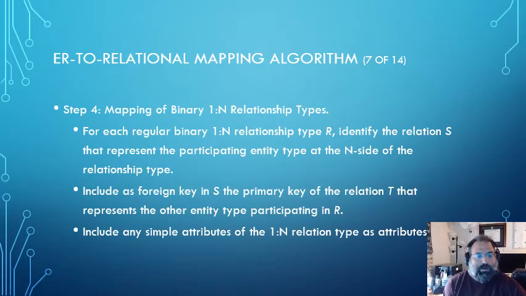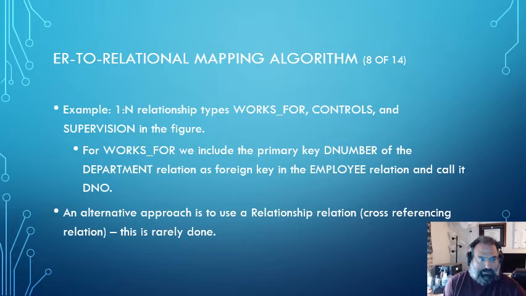Step 4, mapping of binary 1-to-N relationship types. For each regular binary 1-to-N relationship type R, identify the relation S that represents the participating entity type at the N-side of the relationship type. Include as a foreign key in S the primary key of the relation T that represents the other entity type participating in R. Include any simple attributes of the 1-to-N relationship type as attributes of S.